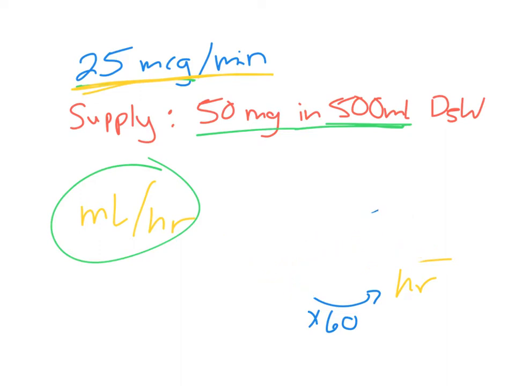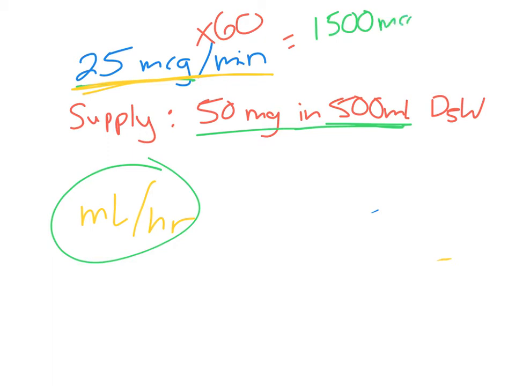So go back down here. Again, if it's 25 micrograms per minute, then what we can do is multiply that by 60 to see what that would be per hour. When I do that, 25 times 60 gives me 1,500. So that means this patient needs 1,500 micrograms every hour. So we've already taken care of that part of our answer.